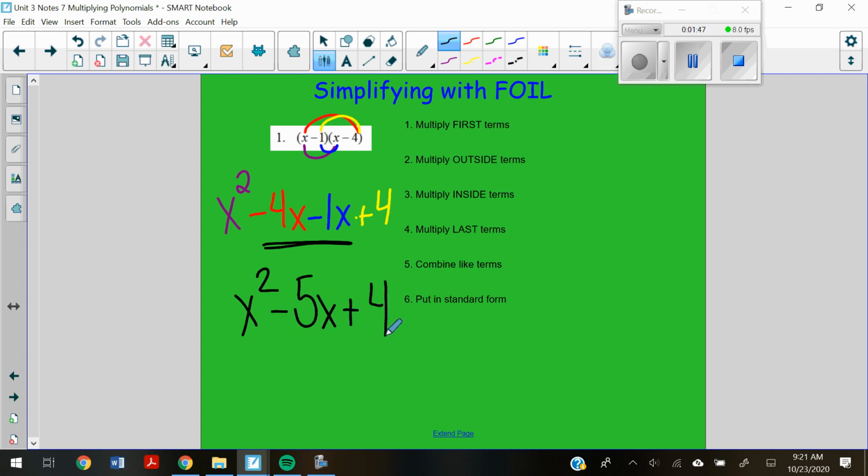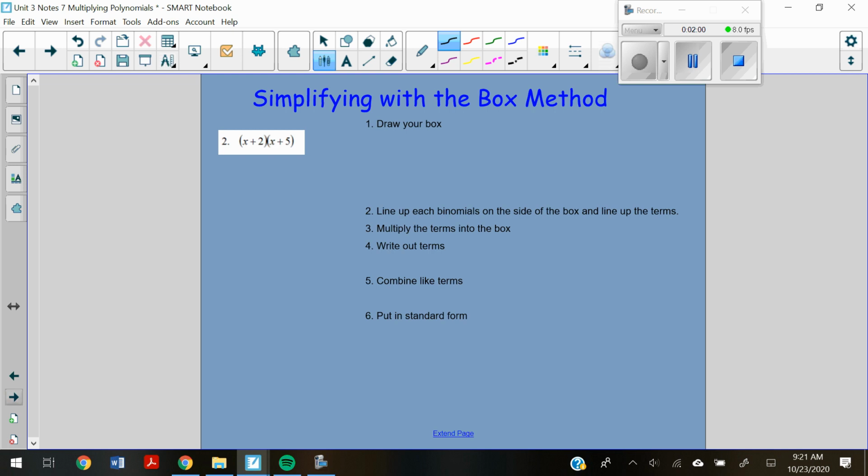And the last is to make sure it's in standard form. And this is, x squared is first. That's the highest power. So there's our answer. So this is what it looks like in FOIL. Let's go ahead and practice one in box method.